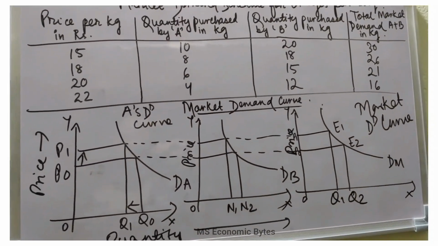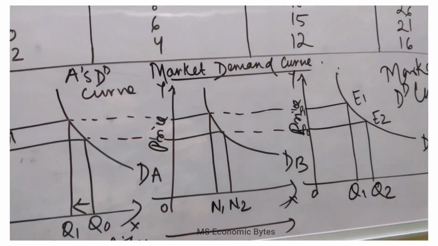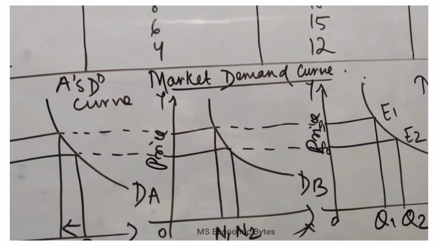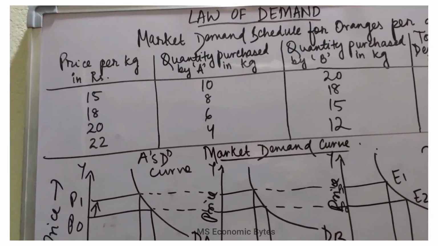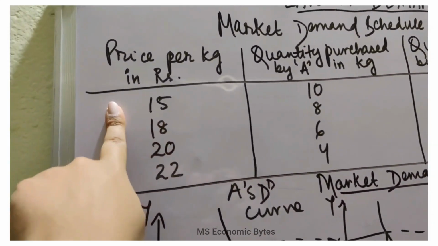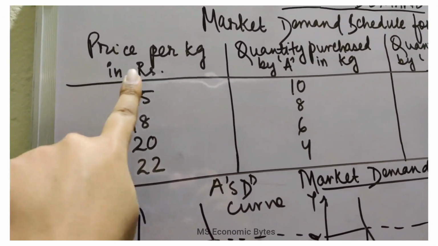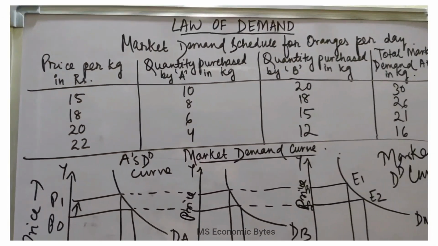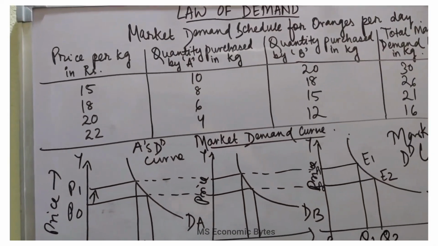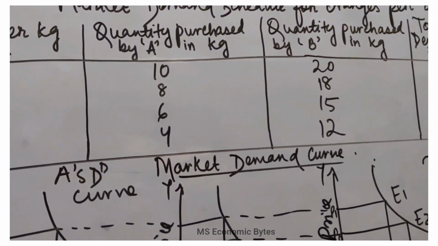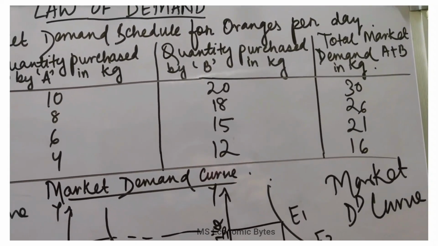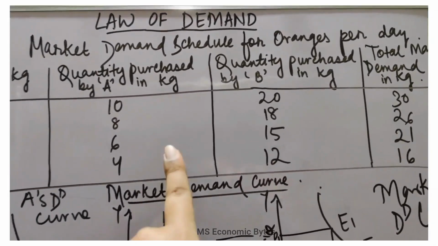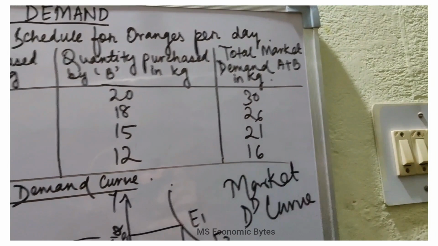Now we have the market demand curve, but before coming to that, let me tell you about the market demand schedule. Initially the price of orange per kg is rupees 15, as you can see in the tabular representation, and the quantity purchased by A is 10 kg and by B is 20 kg, and the total market demand is 10 plus 20, that is 30.